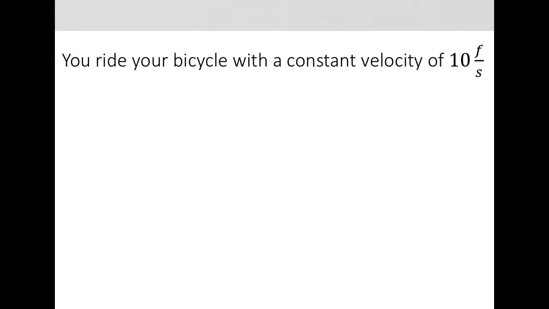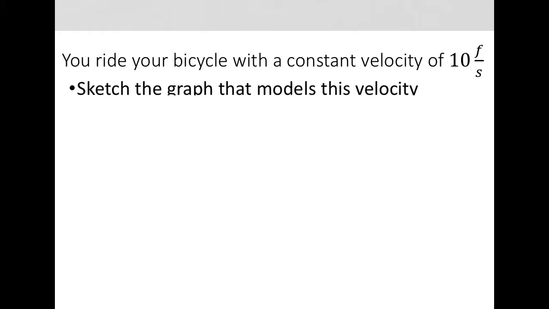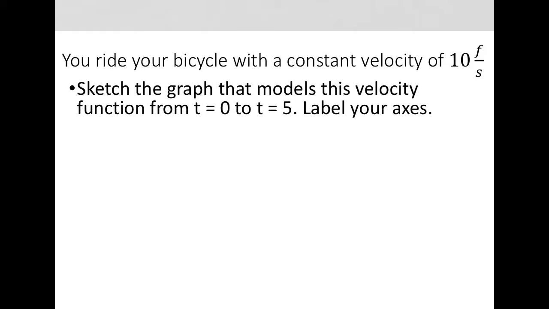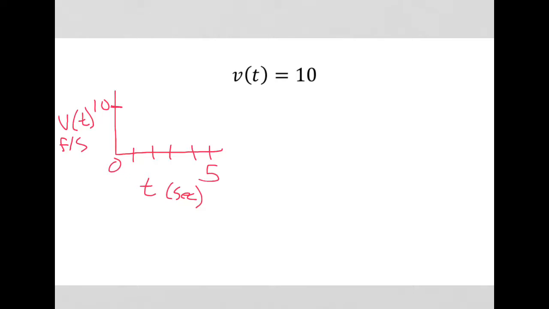So here's the situation. You ride your bicycle with a constant velocity of 10 feet per second. What I want you to do is sketch a graph that models this velocity function from time t equals 0 to time t equals 5. And so I'm sketching this function right there. V of t equals 10 between 0 and 5, and it's just a constant function, which means it is just that horizontal line right there.